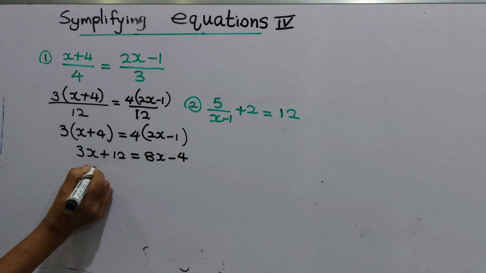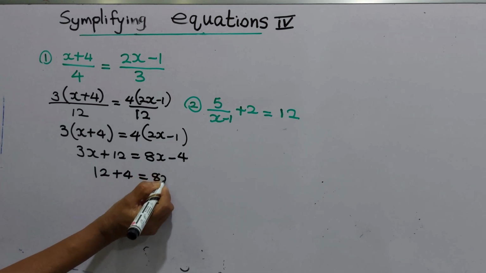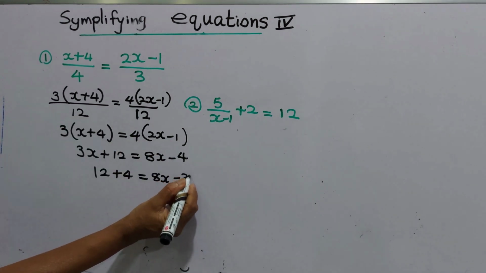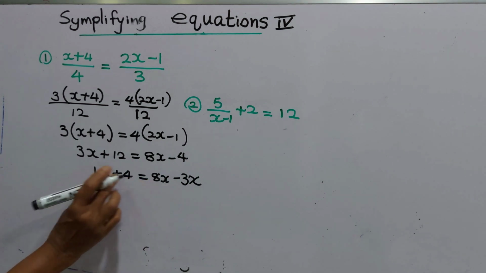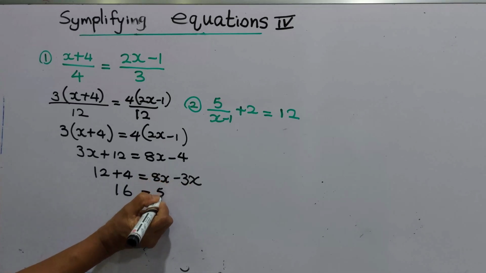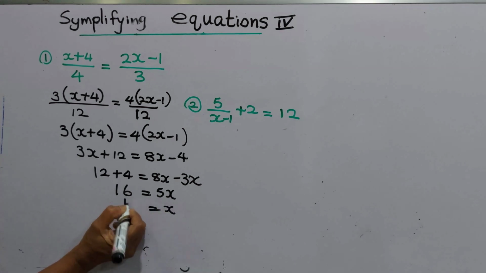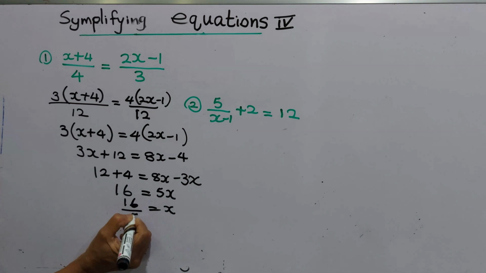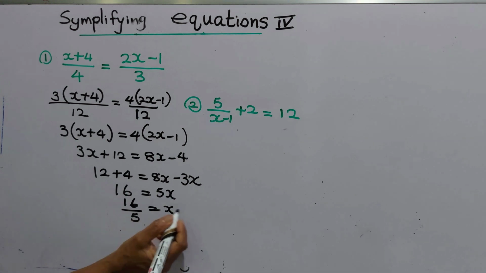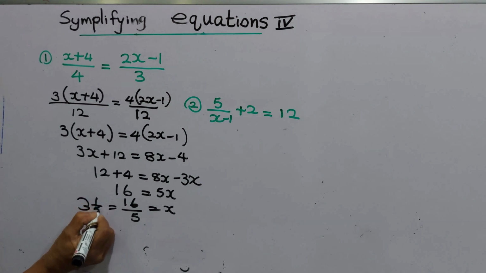That means 12 plus 4 equals 8x. 3x becomes minus 3x. Then 12 plus 4, 16, equals 8x minus 3x. That means 5x. Then x equals 16 divided by 5. How many 5s are there in 16? Yes, there are 3 wholes, 15, and 1/5. The answer is 3 1/5.